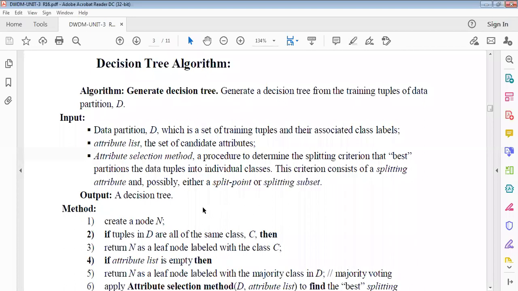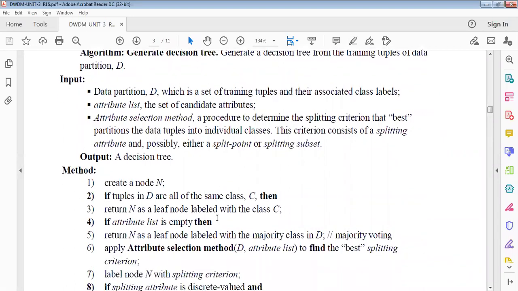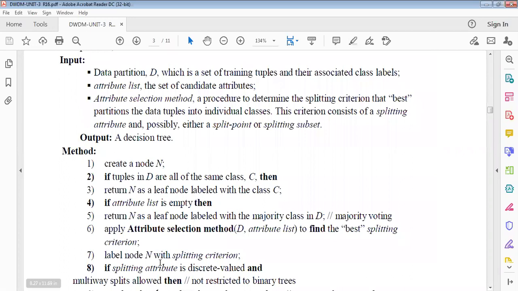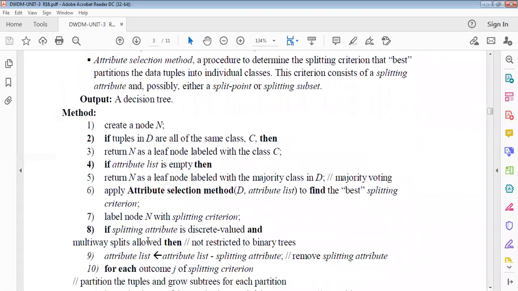By using this method, first we create a node, and if the tuples in D are all in the same class C, return N as a leaf node labeled with the class C. So all the tuples in the data partition are in the same class. Otherwise, by using the attribute selection method, we apply the best splitting criterion here.